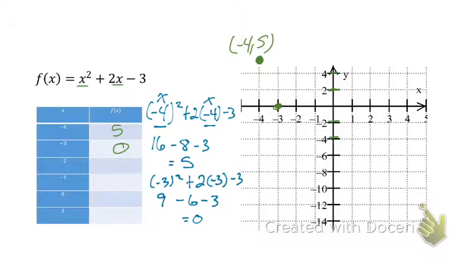Okay, so the answer for -2 would be -3. The answer for -1 would be -4. 0 would be -3, and 1 would be 0. And like we said just a moment ago, we're going to get a nice smooth curve. It looks something a little bit like that.